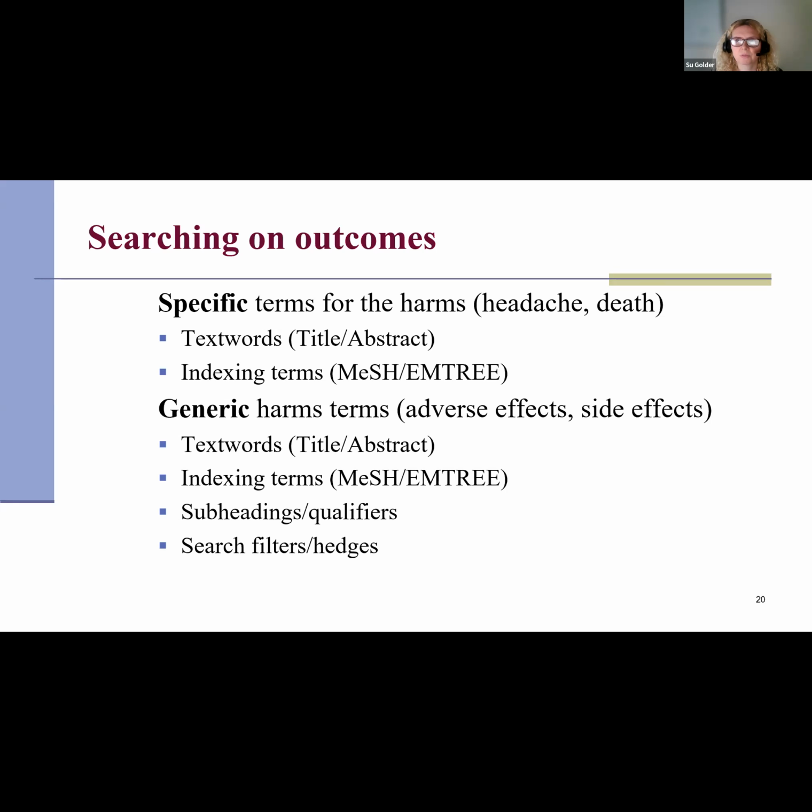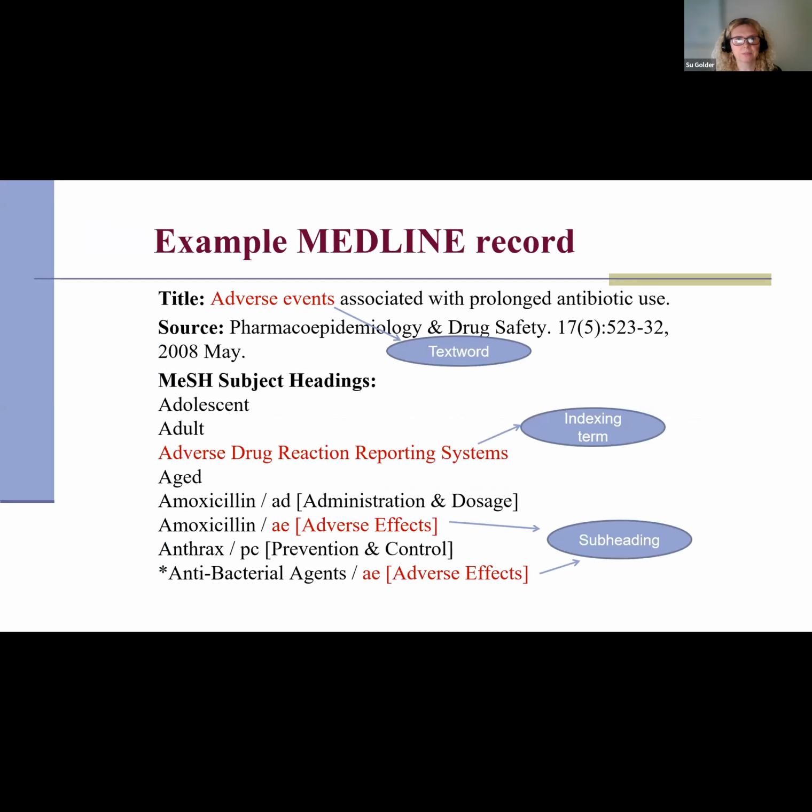And there are some search filters or search hedges, whichever terminology you like to use, to help you search on generic adverse events terms. So if I look at an example record here, you can see that it can be picked up in the title by adverse events as a text word or a title search. And it can also be picked up by the MeSH subject heading adverse drug reaction reporting system. But it also has the subheading adverse effects, which is represented by the AE.